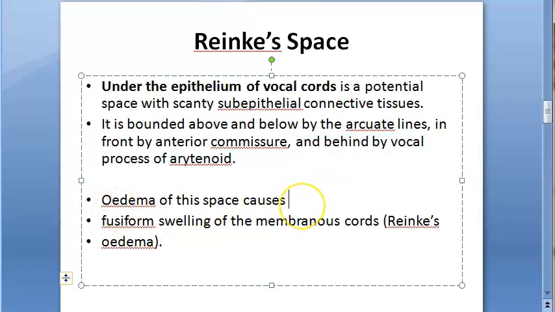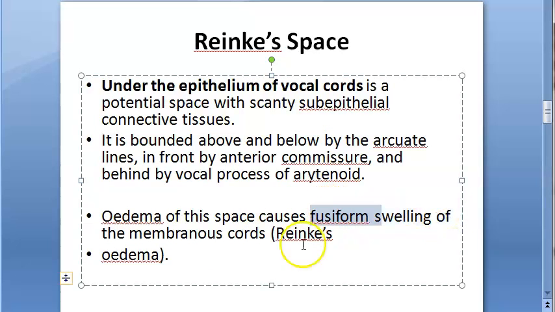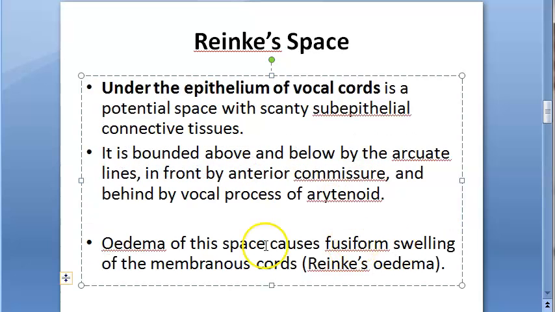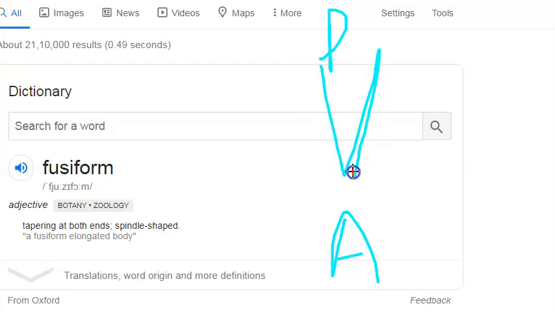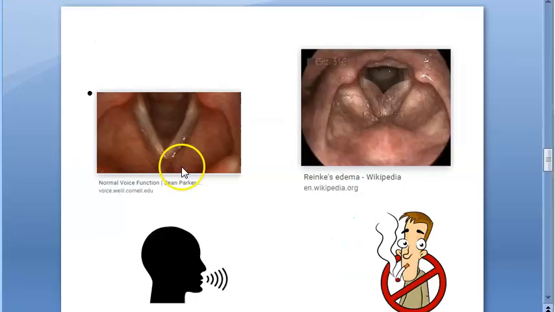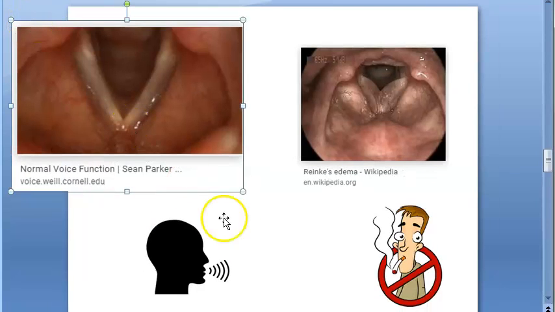So what will happen? Edema of this space causes fusiform swelling of the membranous cords, Reinke's edema. So if there's edema of the space, it will cause fusiform swelling of the membranous cords. It's a membranous cord, so there will be swelling of this membranous cord. Fusiform means spindle shape. So if this is anterior and this is posterior and the vocal cords are like this, now we should have some kind of an edema which is fusiform. Some kind of spindle shaped edema should be there here. Let's see that. So this is the normal vocal cord.